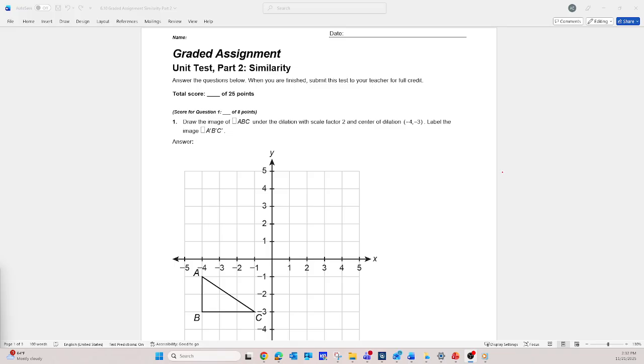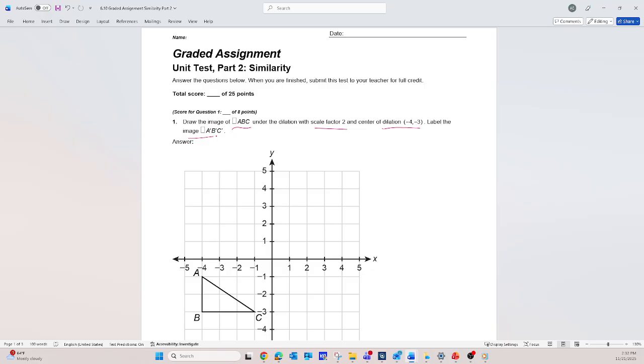Today I'm going to explain Unit 6, Part 2, Similarity. This is the graded assignment, so we're going to start with the first question. It says, draw the image of triangle ABC after a dilation with a scale factor of 2 and a center of dilation of -4, -3. Label the image triangle A'B'C'.